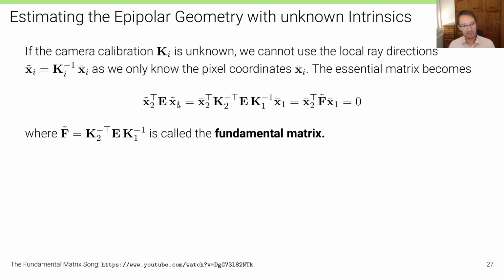And so we replace this here, and the fundamental matrix then directly relates the pixels, not the ray directions, because we don't know K. And the matrix that is relating these two is now called F and not E anymore, but it contains E and these two inverse calibration matrices in one single 3x3 matrix, and this is called the fundamental matrix.